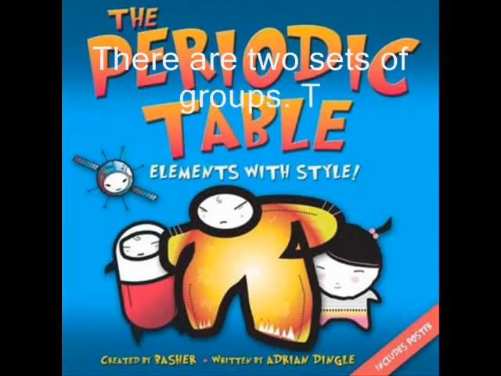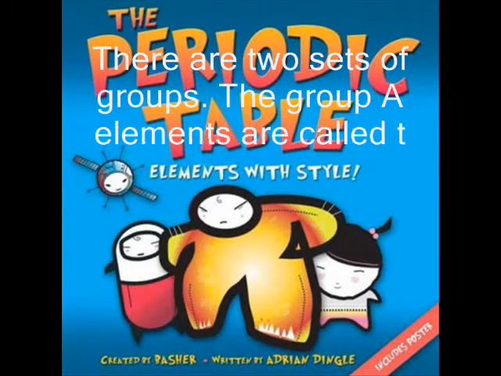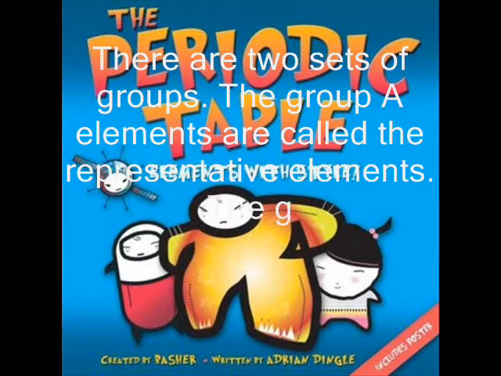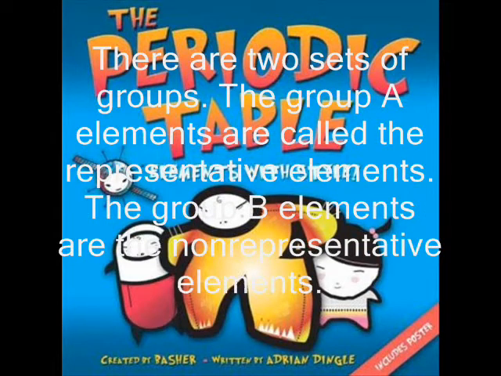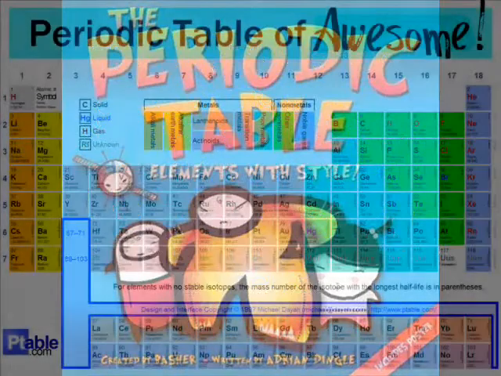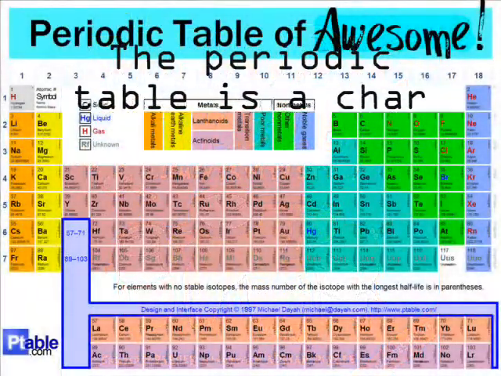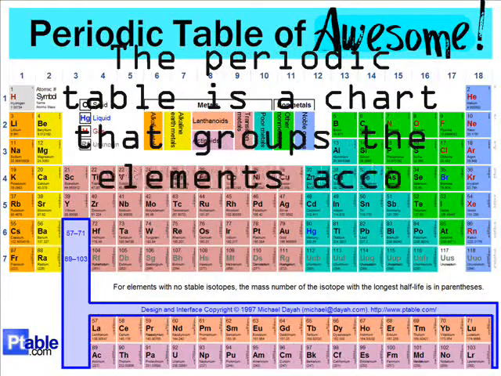There are two sets of groups. The group A elements are called the representative elements. The group B elements are called the non-representative elements. The periodic table is a chart that shows the elements according to their similar properties.